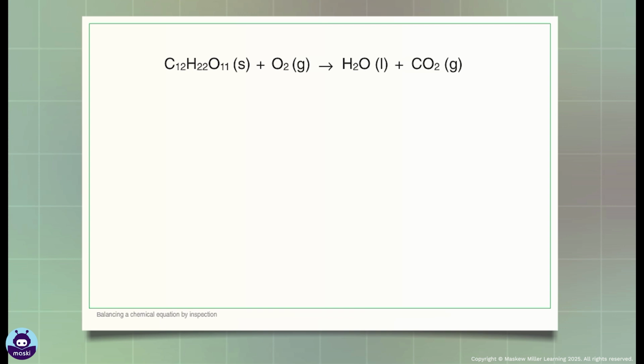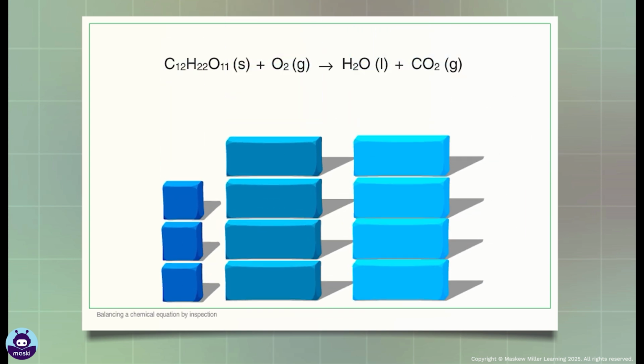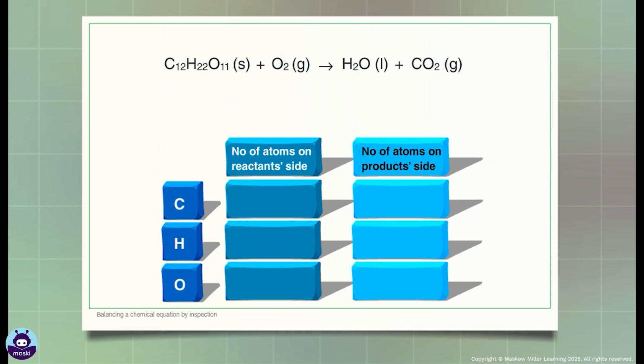Sucrose reacts with oxygen to give water and carbon dioxide. C12H22O11 solid plus O2 gas giving H2O liquid plus CO2 gas. Let us count the number of atoms of each element on the reactant side and on the product side. Reactant side: carbon, 12 atoms; hydrogen, 22 atoms; oxygen, 13 atoms. Product side: carbon, 1 atom; hydrogen, 2 atoms; oxygen, 3 atoms. Let us balance the equation.